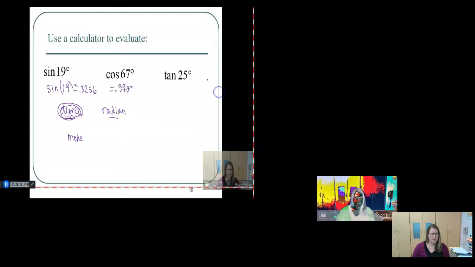And then tangent of 25 is equal to 0.4663.